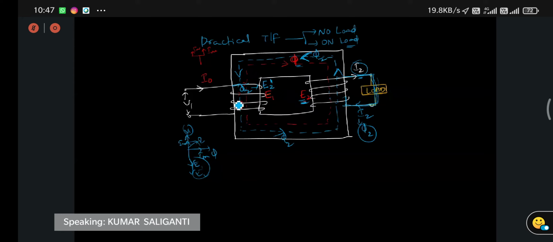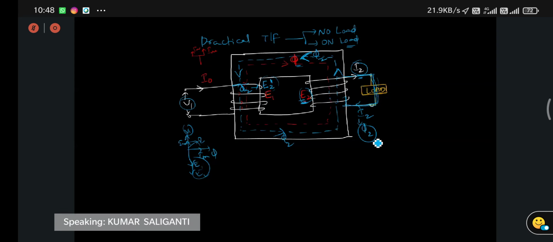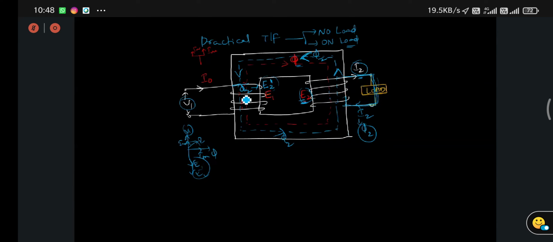By Lenz's law, this E2 dash is in phase with V1, and it opposes E2. Why? Because E2 causes the current I2, this I2 produces the flux Φ2. This Φ2 links with the primary and induces the EMF in the primary, that is E2 dash. This E2 dash is always in phase with V1.